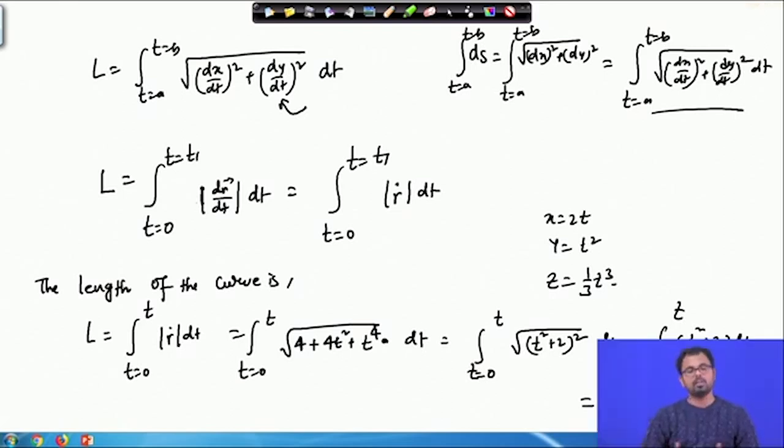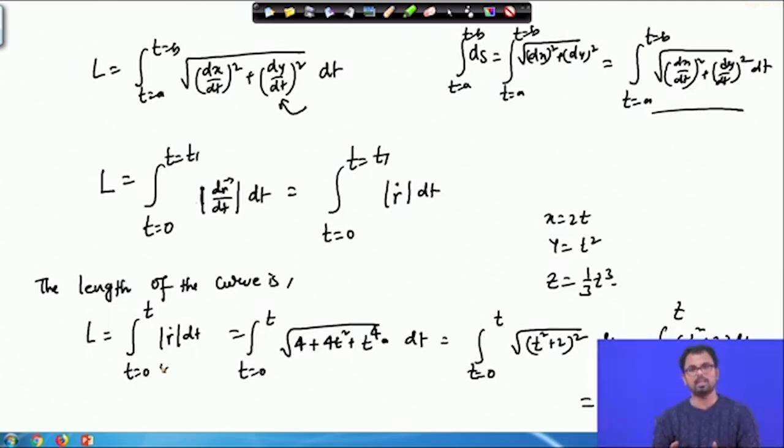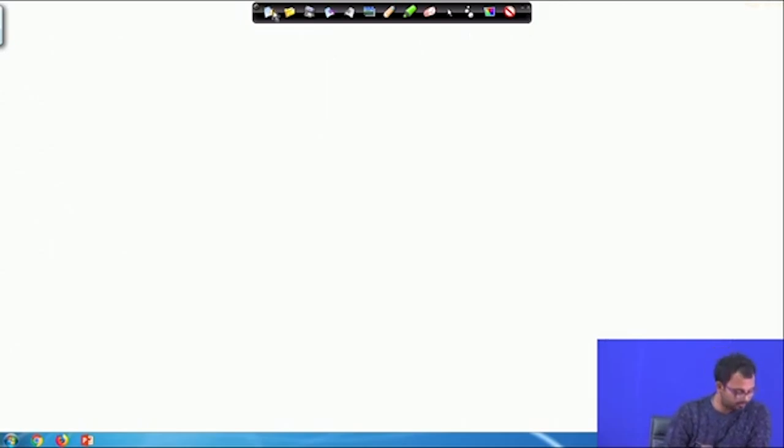So to calculate the length of a curve, all you have to do is calculate r dot, and that will give you the required length of the curve if we use this formula. Next, I will give you one example to practice, because it follows the same logic and method. It's tedious to do the same example again and again, but you can practice these on your own. So I'm going to write one example for you to practice.